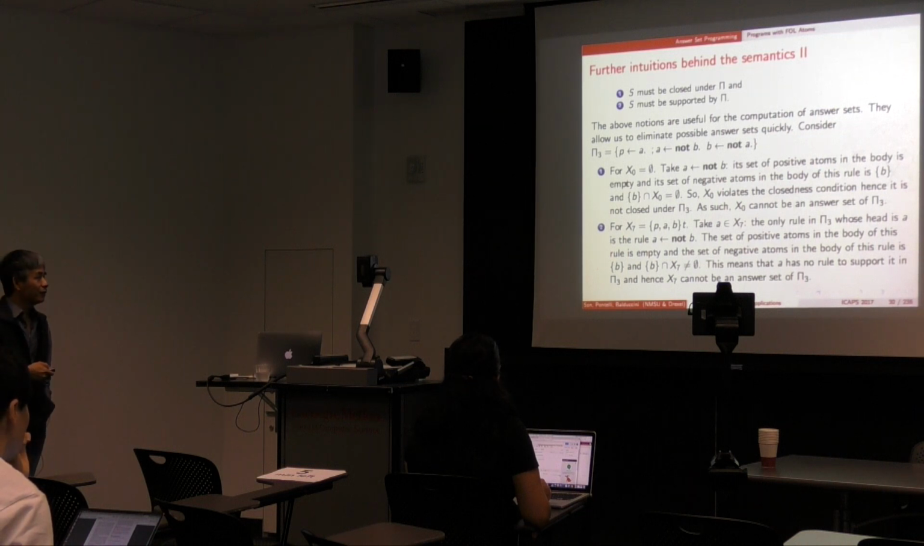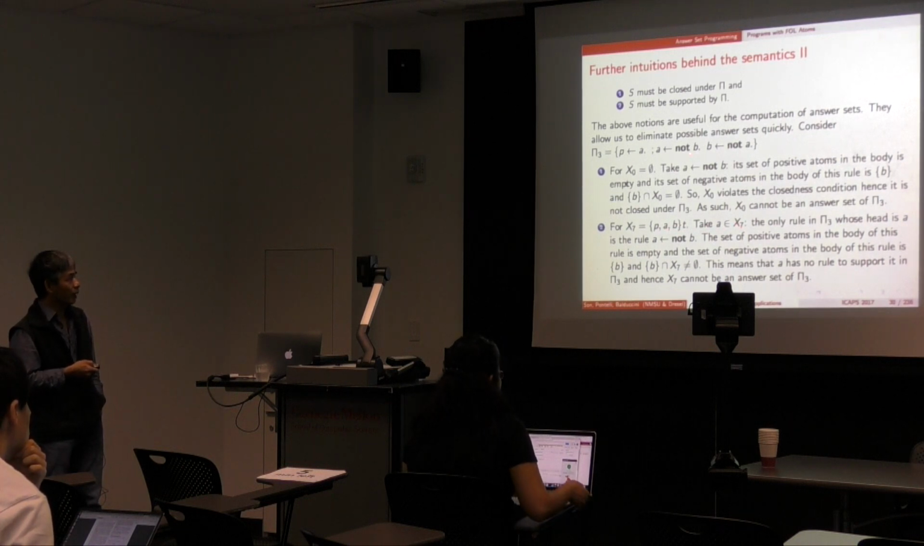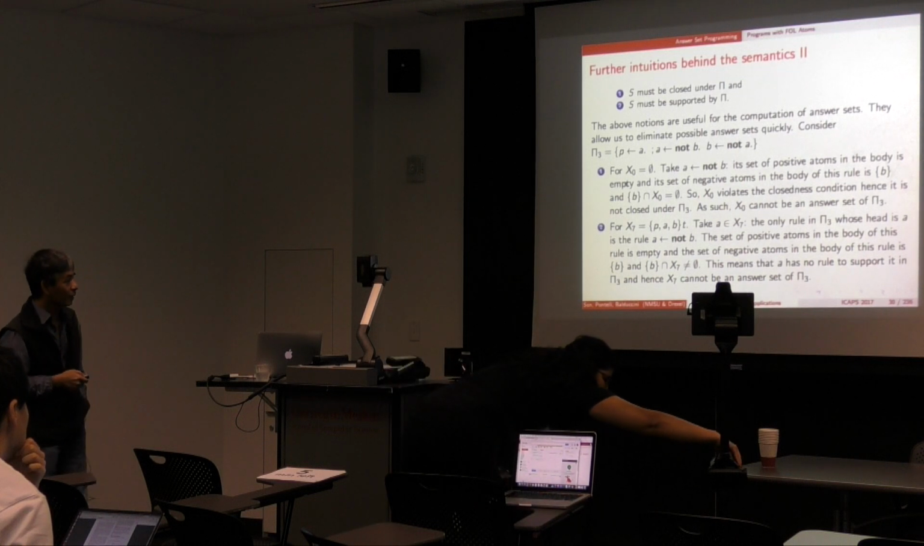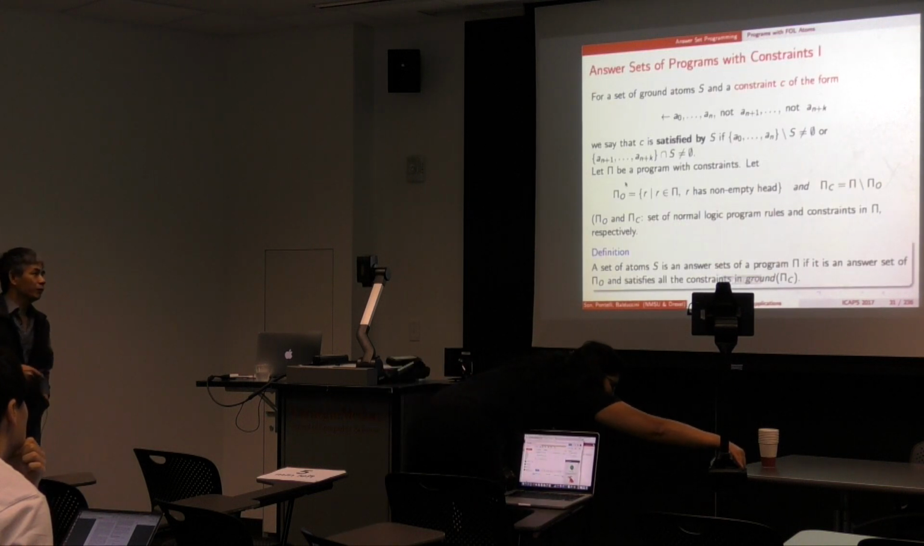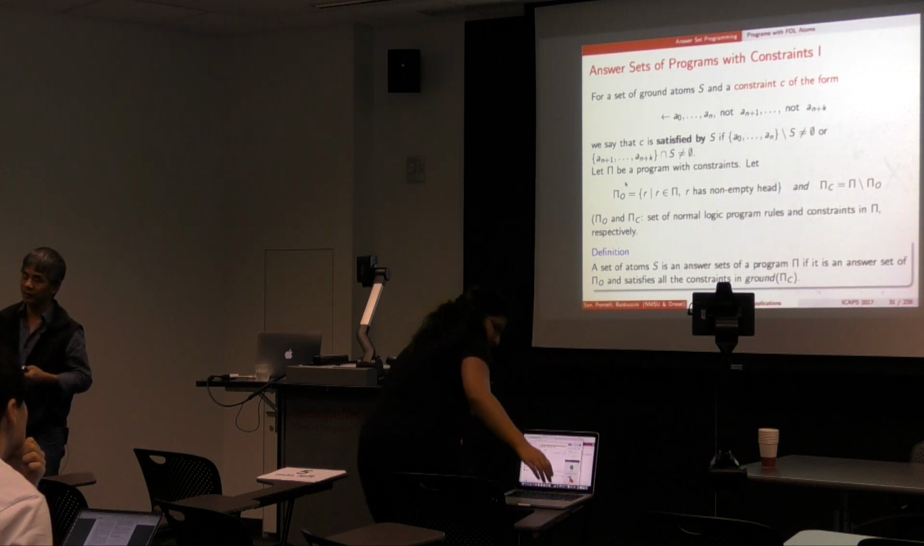On the other hand, for the whole thing here, if we have this set, A equals this, but the only rule in this program is this one. But because B is in there, we should not have that one. So this one is not an answer set either. So with that we have the notion of an answer set of a program.